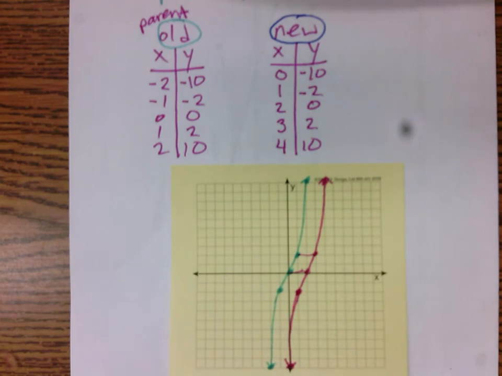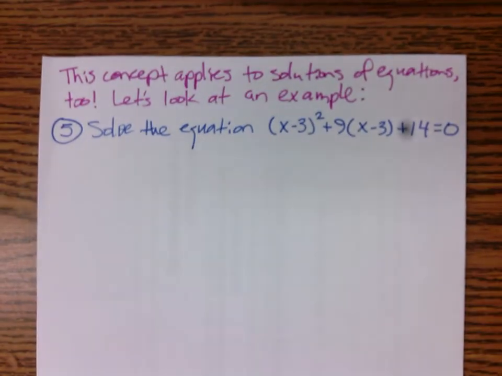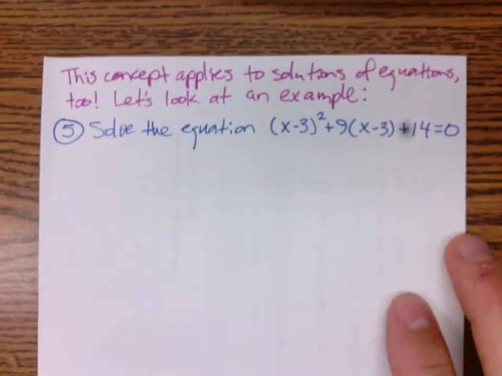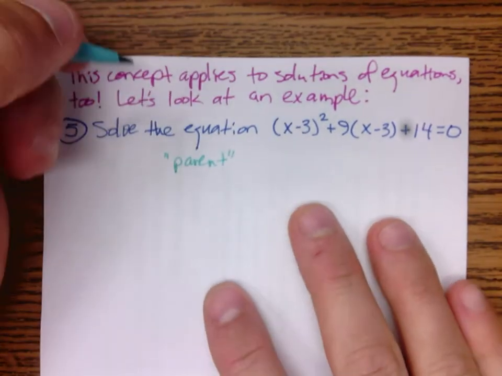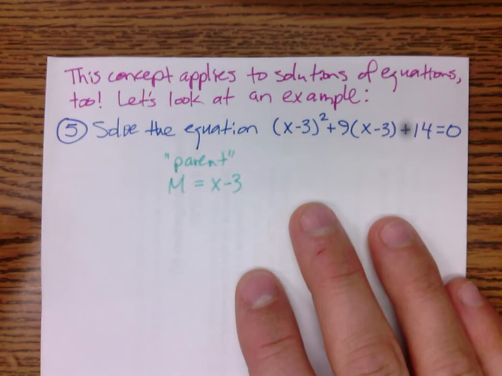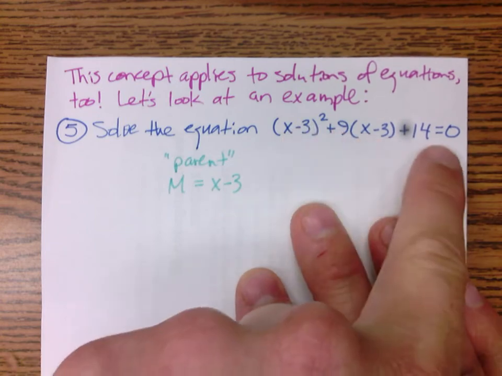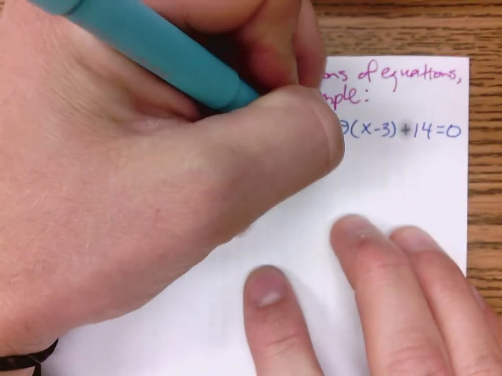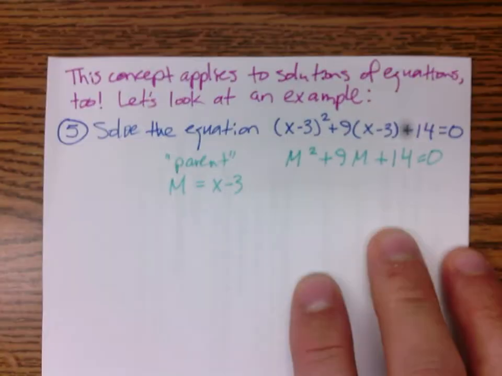There's only one other thing to look at today that I wanted to spend some time on with you guys, and that would be that this concept really relates well to solutions of equations too. So if we look at this equation right here, I want you to realize we could almost think an equation could have a parent as well. What I'm going to do is set the same thing. I'm going to let another variable, we'll call it m, equal x minus 3. So this looks kind of complicated and ugly, right? But you can almost see that it's quadratic in its structure. And if we replace this with m, then that becomes m squared plus 9m plus 14 equals 0.